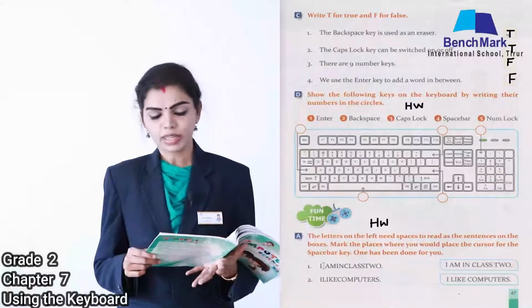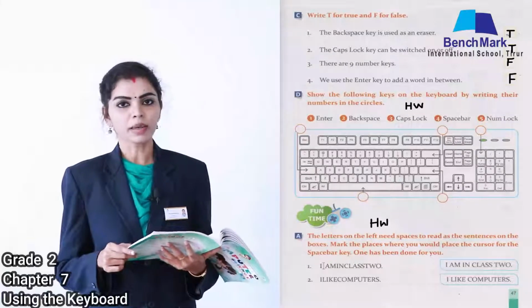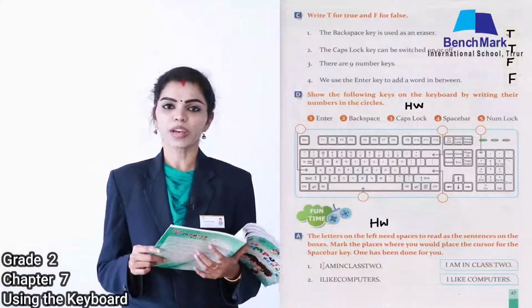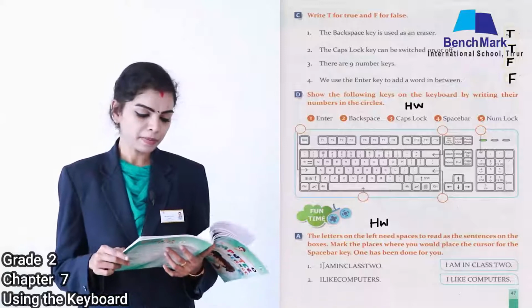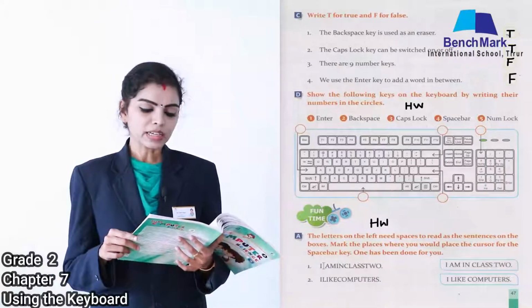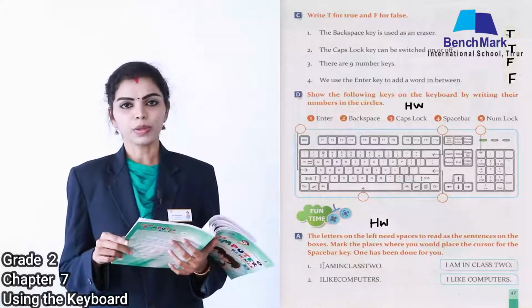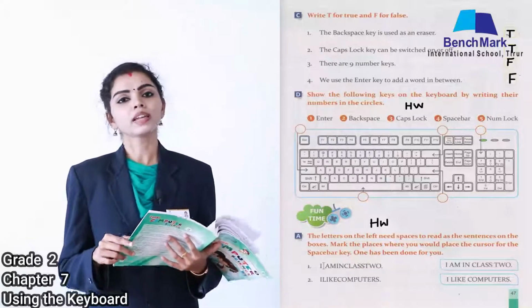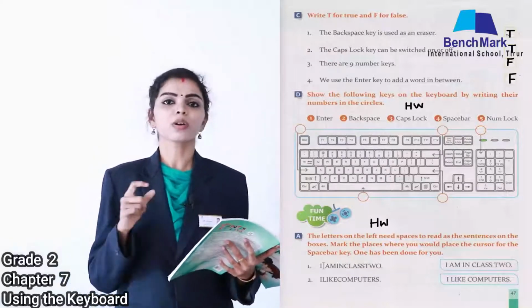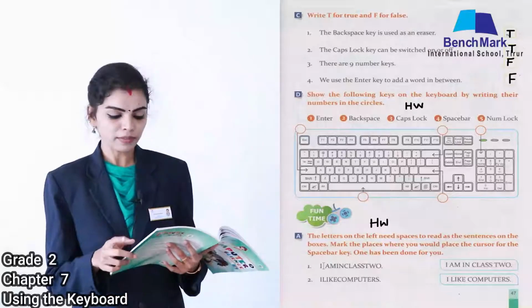There are 9 number keys available. Actually there are 10 number keys available, that is 0 to 9. So you need to write false there. We use the enter key to add a word in between. No. We use the enter key to type the text or a word in a new line. So you need to write false there.